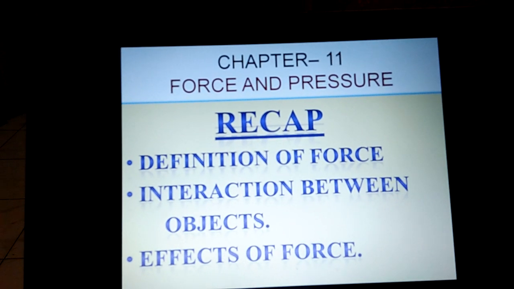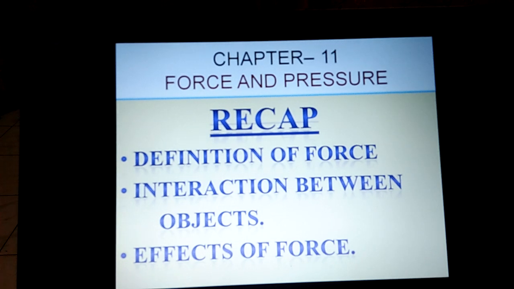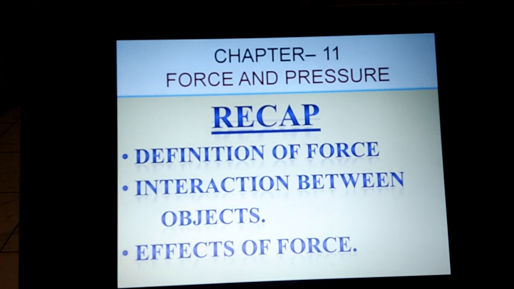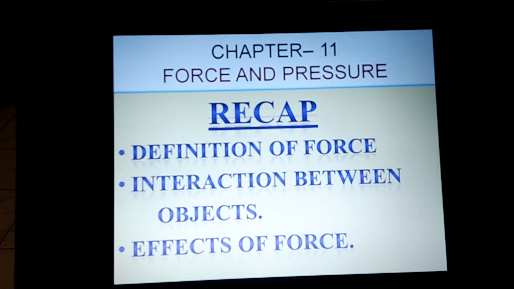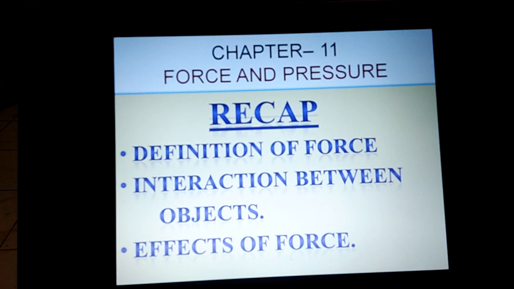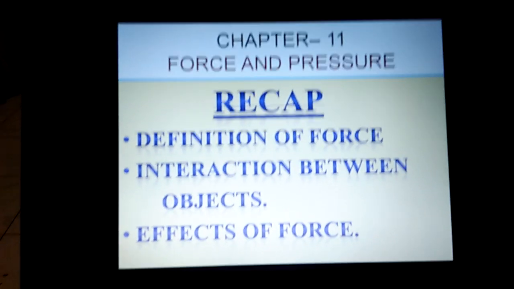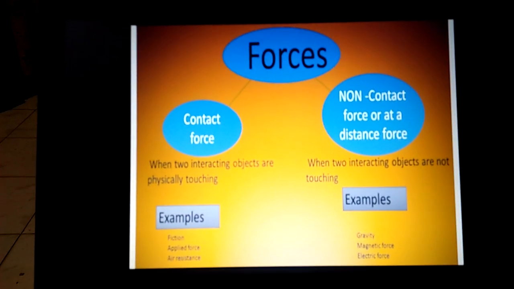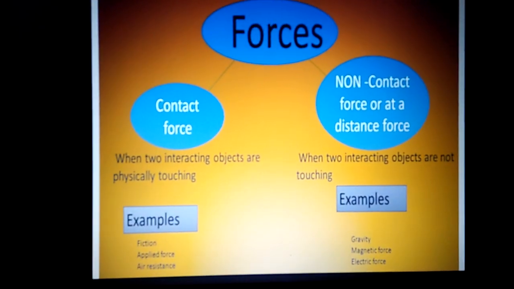Now let us start today's class. In today's class we will learn about the types of force. Right? The various types of force, basically we divide force into two major types: the contact force and the non-contact force.